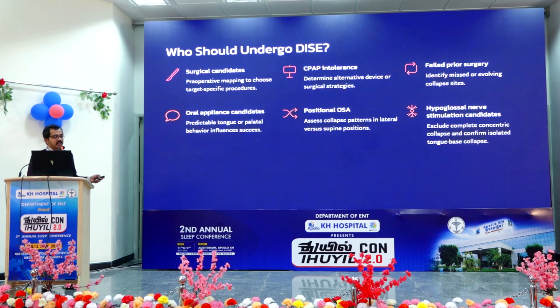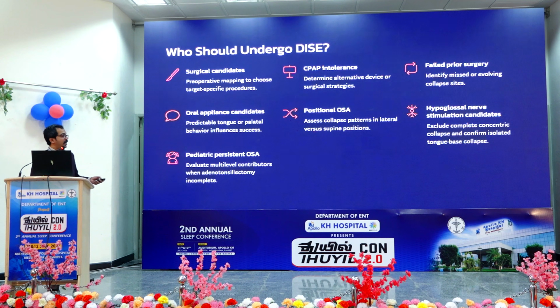Hypoglossal nerve stimulation candidates. If a patient is planning for a hypoglossal nerve stimulation, a DISE is mandatory prior to the implant, where if the patient has got a complete circumferential collapse, it is considered as a contraindication for hypoglossal nerve implant. And persistent pediatric OSA.